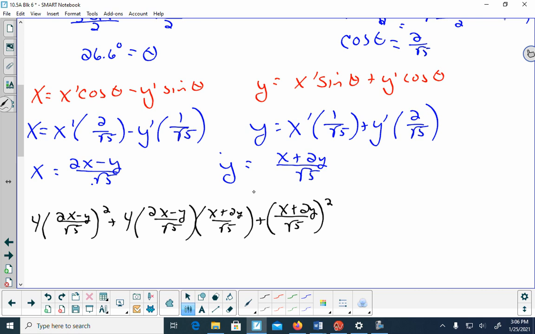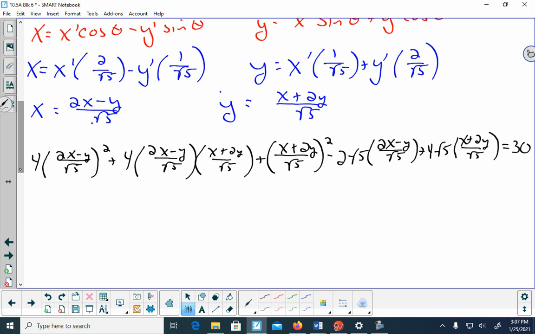and then I'm going to have minus 2 square roots of 5 times x plus 4 square roots of 5 times y. And then I have minus 30 is equal to 0, so I'm going to take the 30 over to the other side and say is equal to 30. Now I'm going to square it.